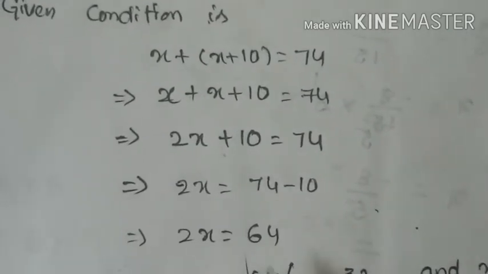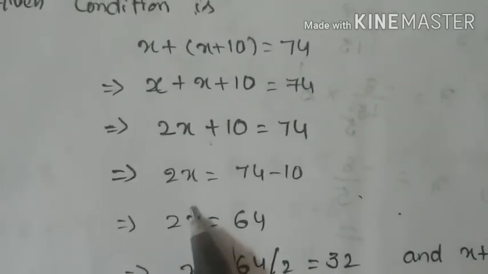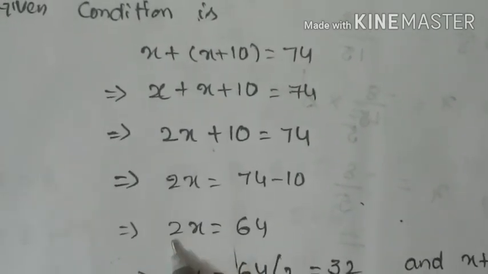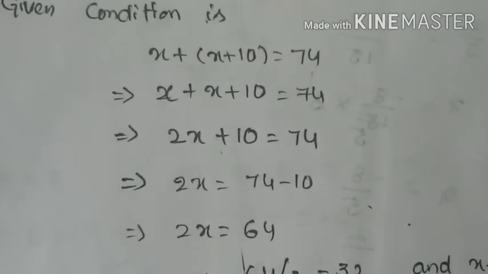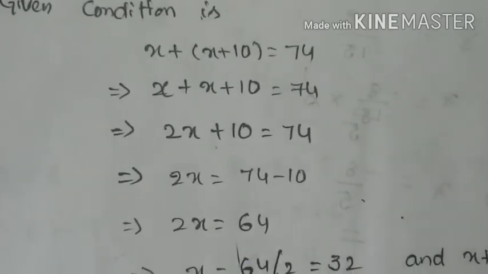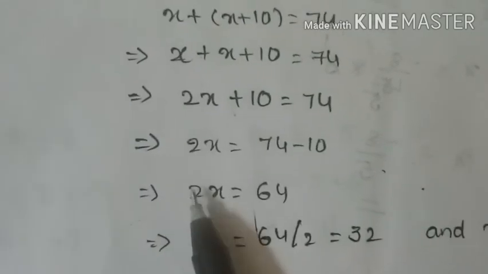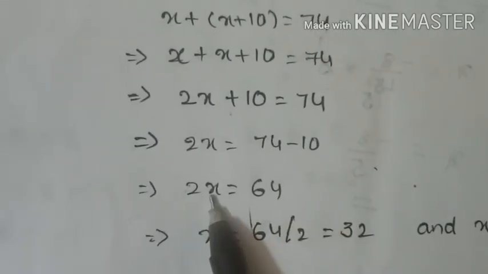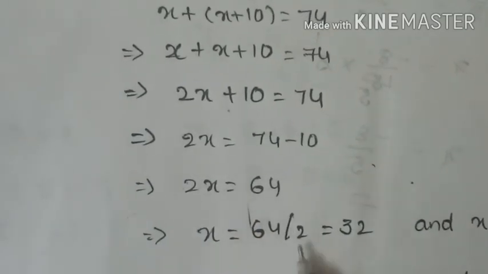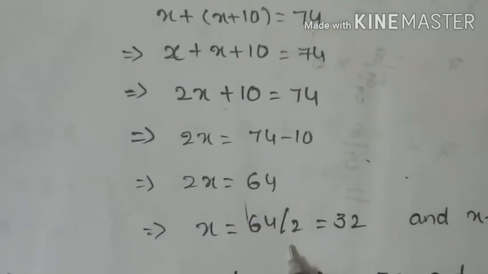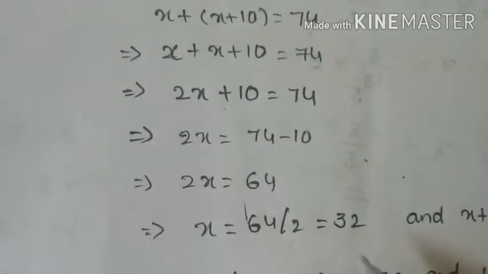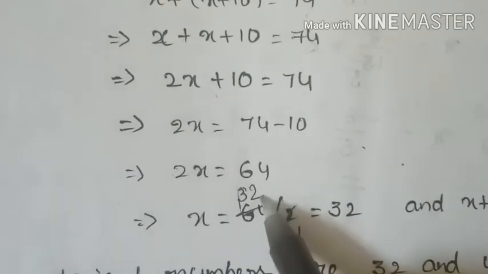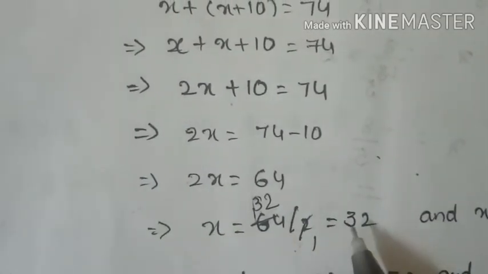Are you clear? Yes. Now we have to find only the x variable. So if you divide by 2 on both sides, then 64 divided by 2. Otherwise, transpose 2 from LHS to RHS. It is multiplying, so it becomes division. So divide: 2 ones are 2, 2 threes are 6, 2 twos are 4. So 32. So x is equal to 32.